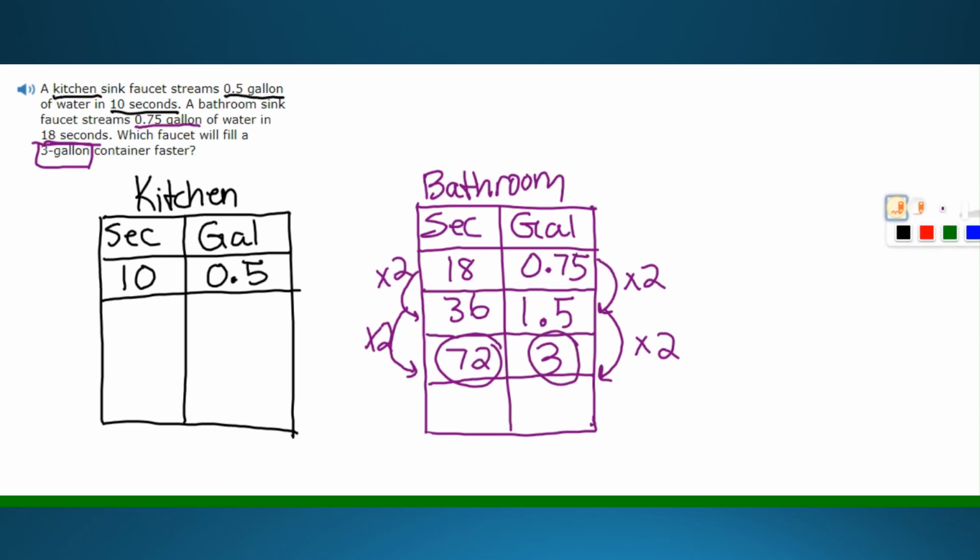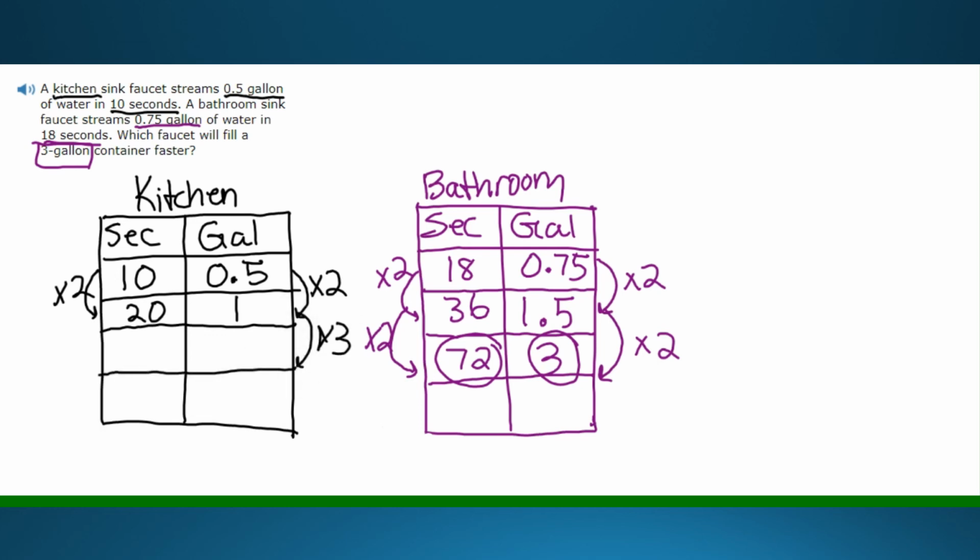Now I need to do the same thing for the kitchen. Well, I'm going to multiply this by 2. And I know half of 2 is 1. Then I'm going to multiply this by 2 as well to maintain equivalency. And I know to fill up 1 gallon, it'll take 20 seconds. Well, what do I need to do to 1 to get to 3? Well, I'm going to multiply that by 3. And I'm going to do the same thing to the other side. So 20 times 3 is 60. And 1 times 3 is 3. So for the kitchen to fill up 3 gallons, it will take 60 seconds.